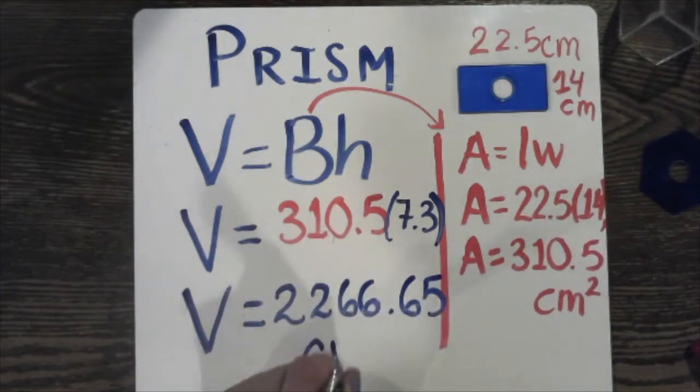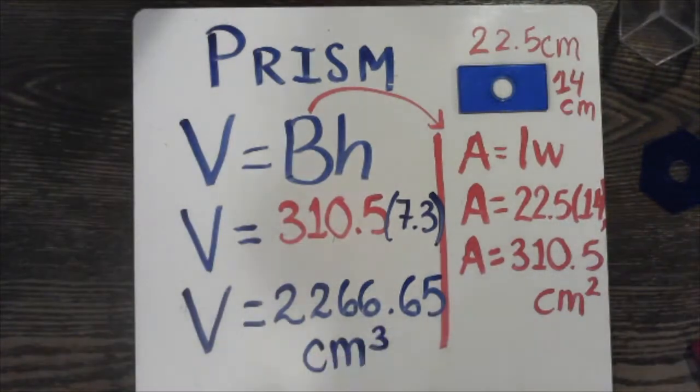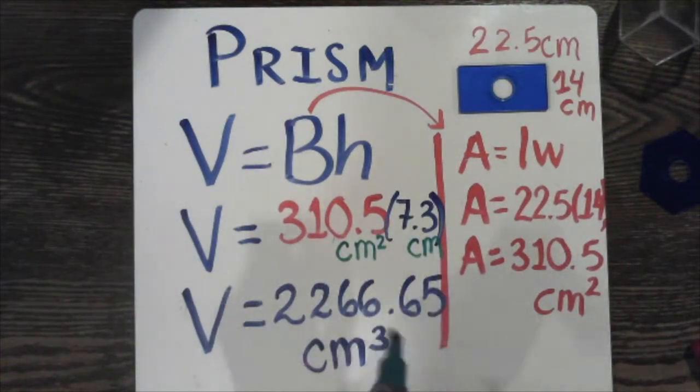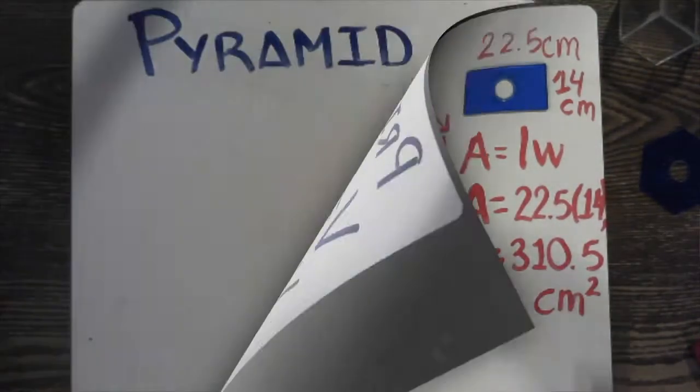We notice here that we have cubic units, cubic centimeters, and that is because the area of the base was square centimeters, and we multiplied it by centimeters. Centimeters squared times centimeters is centimeters cubed.